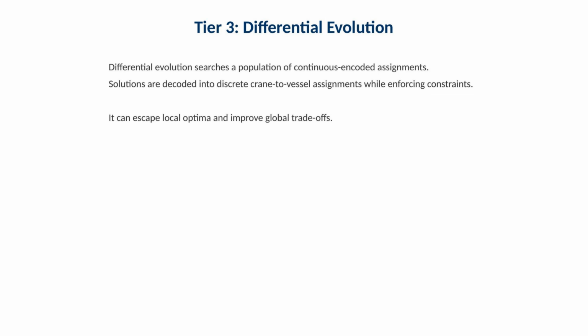Tier 3 uses differential evolution, a population-based meta-heuristic that searches a continuous representation and then decodes into discrete crane assignments. The advantage is exploration. Differential evolution can escape local optima that trap greedy and narrowly pruned searches, and it can improve global trade-offs like total completion time and crane utilization balance.